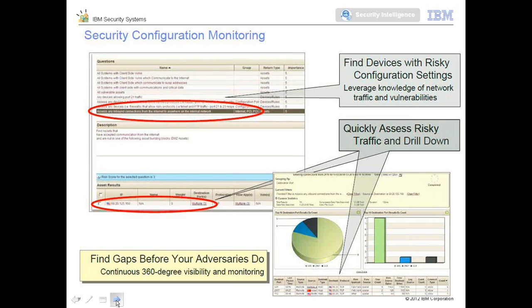We are finding gaps before the attackers find those gaps. Right? We have a continuous, these are marketing buzzwords, 360-degree visibility and monitoring. So in simple terms, we have a complete idea of what is happening, and it's not just information that is available right now. You can drill down deeper and deeper and find more information about what has happened, what is happening, and what is probably going to happen, right?